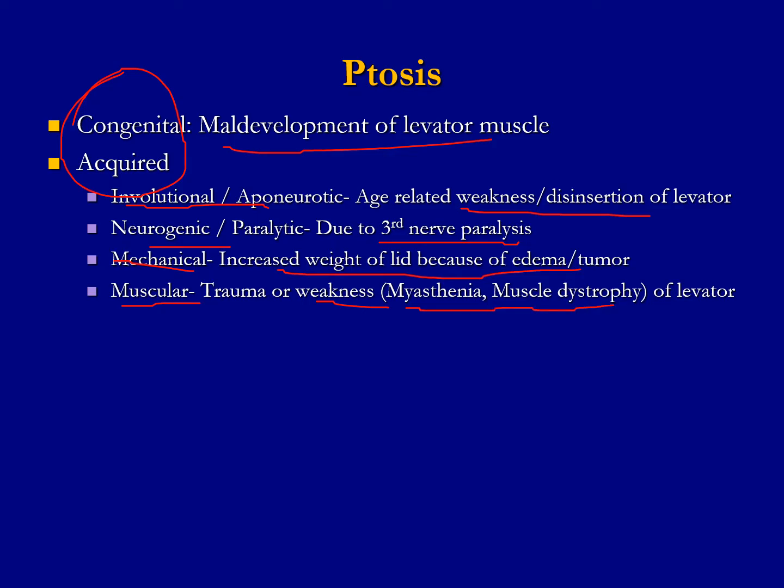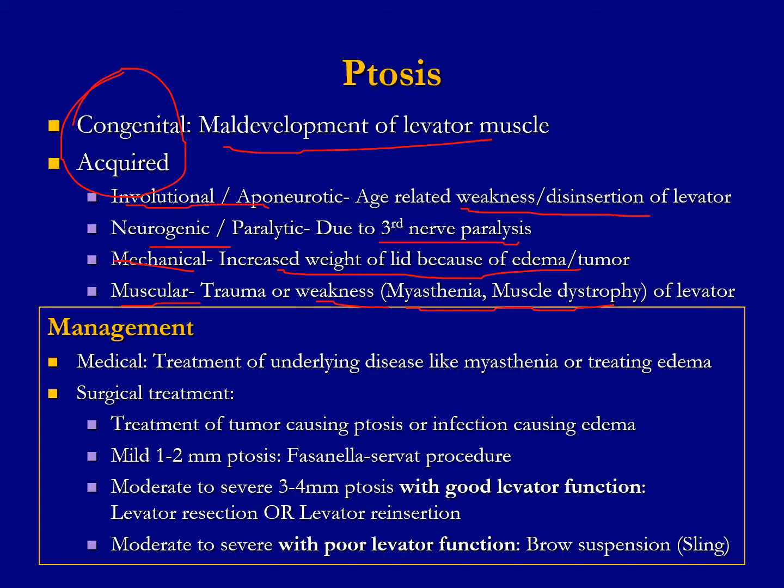And now we'll discuss the treatment, and the next few MCQs will be based on the treatment or management. Management is medical management and surgical management. Medical management is the treatment of the underlying disease like myasthenia, or if an abscess is causing increased weight of the upper lid, we can treat it with antibiotics. So that is the medical treatment, which is not very common because the most common causes of ptosis are involutional and neurogenic, and the treatment is mostly surgery.